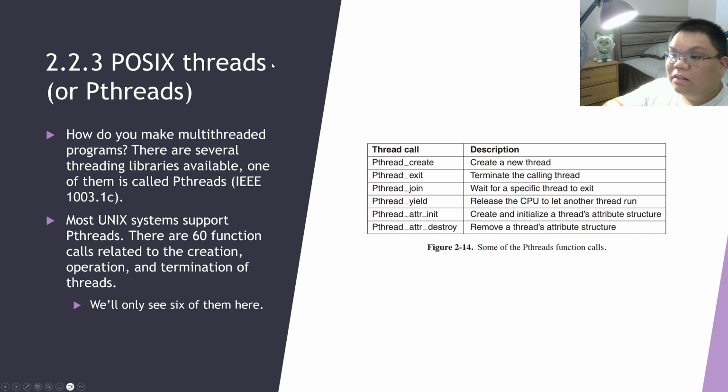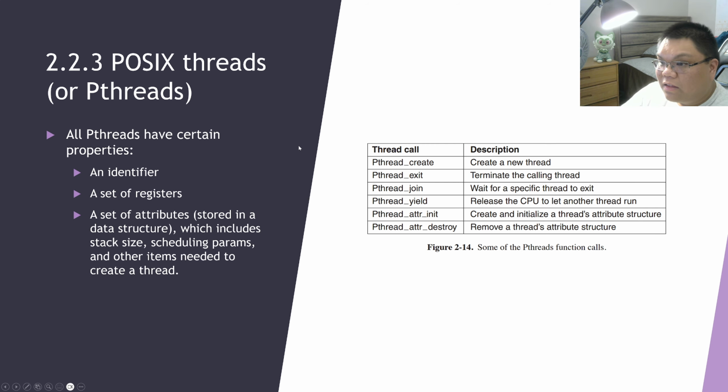The POSIX threads library, or pthreads, is a library in which you can make multi-threaded programs. There's like 60 different function calls, but we're gonna deal with only a handful of them. The most important ones you'd have to know are pthread_create, pthread_exit, pthread_join, and maybe a few other ones after that. So all pthreads have certain properties. It has an identifier, it has a set of registers, and it also has a data structure of attributes. We use these attributes to keep track of the thread's stack size, the scheduling parameters, and anything else that we need to create a thread.